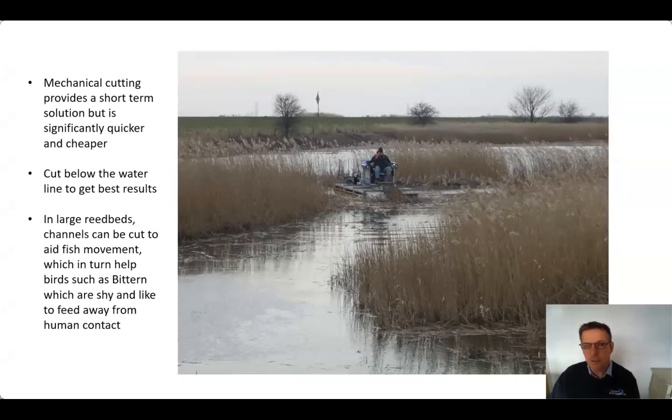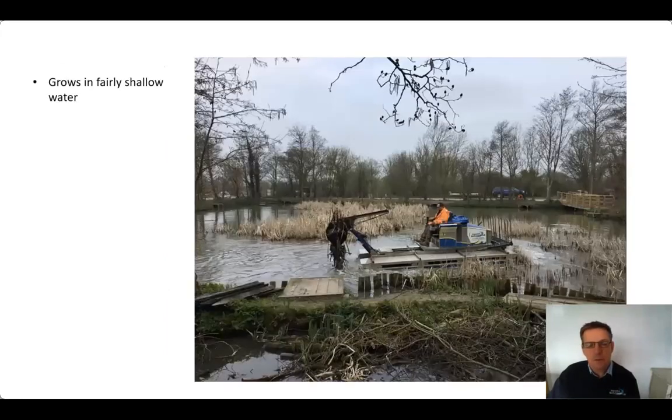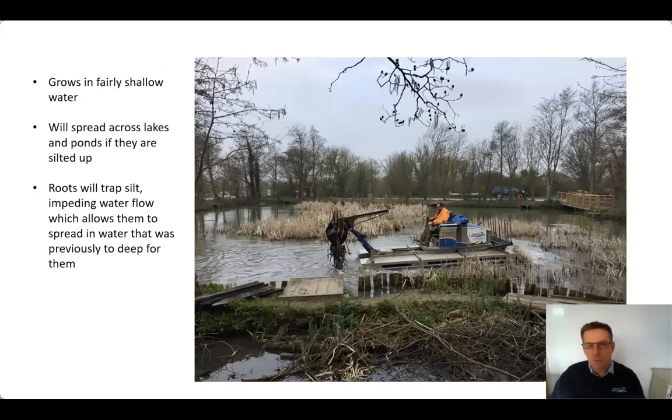Greater reed mace, commonly known incorrectly as bulrush. This grows in fairly shallow water and will spread across lakes and ponds if they are silted up. The roots will trap silt. This allows them to spread out into water that was previously too deep for them. Cutting is also extremely temporary with it. Remove them with the roots for much longer control.